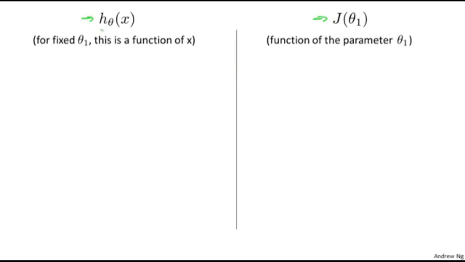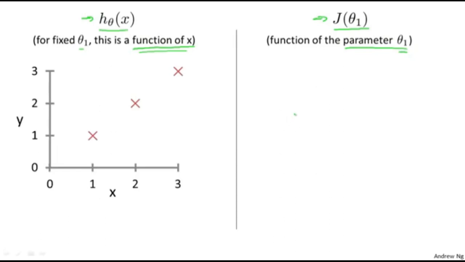It turns out there are two key functions we want to understand. The first is the hypothesis function, and the second is the cost function. Notice that the hypothesis h of x, for a fixed value of theta 1, is a function of x. So the hypothesis is a function of the size of the house x. In contrast, the cost function J is a function of the parameter theta 1, which controls the slope of your straight line. Let's plot these functions and try to understand them both better.